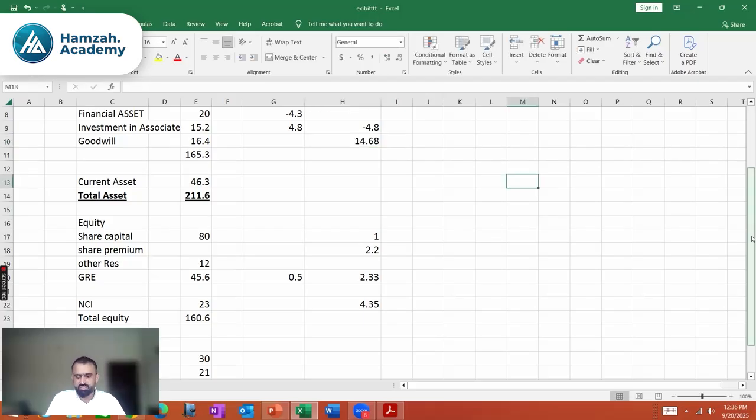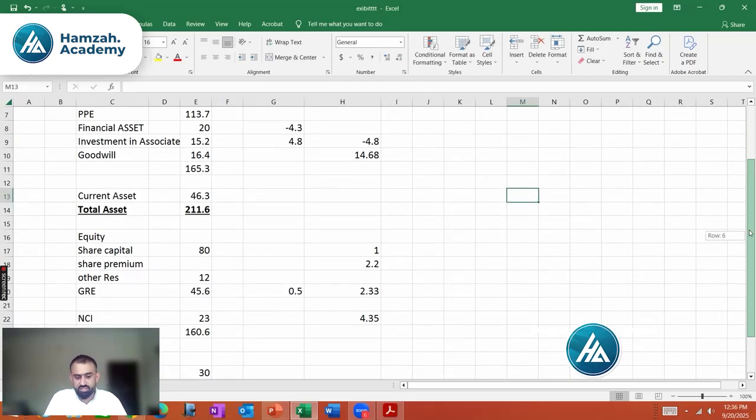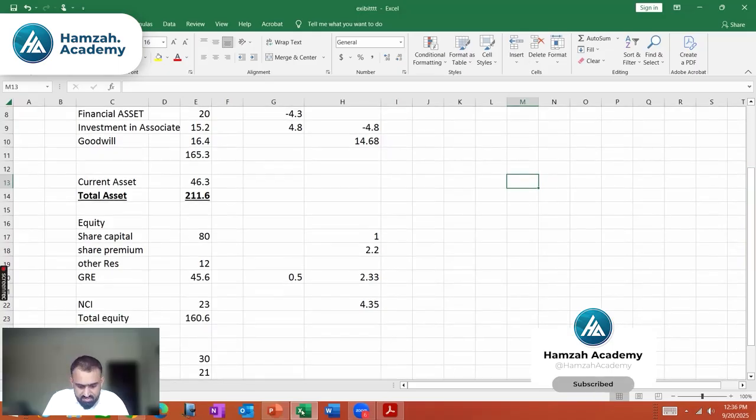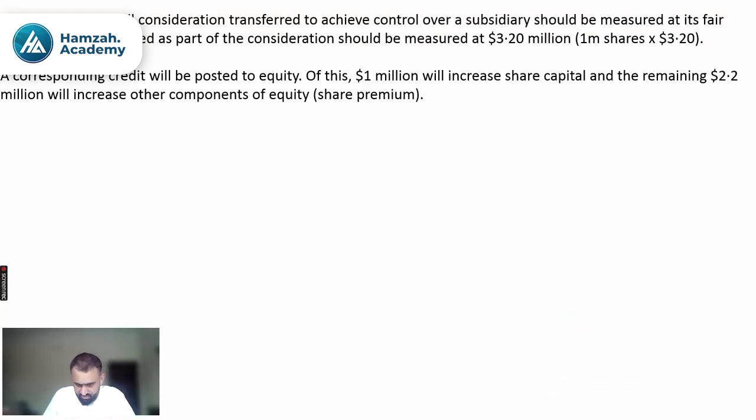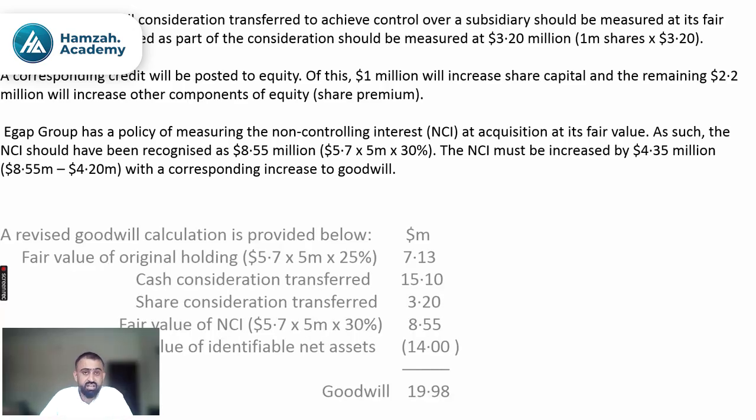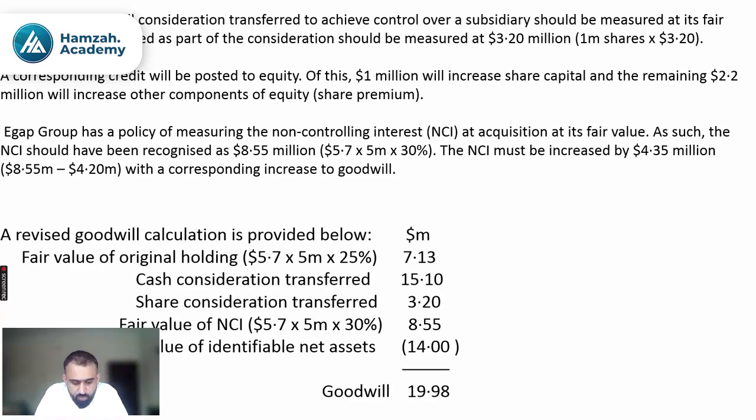14.68. So this will be the discussion and the adjustment in the consolidated financial position relating to Exhibit 1. In Exhibit 1, we have discussed the correct treatment of the B company and the revised calculation of the goodwill, and at the same time, I have adjusted this information in the pre-populated financial position.